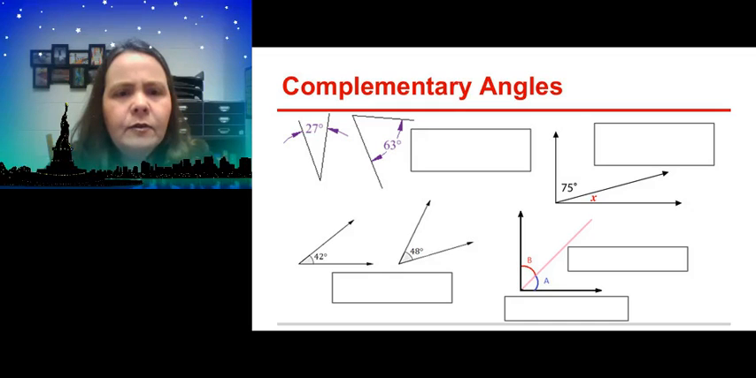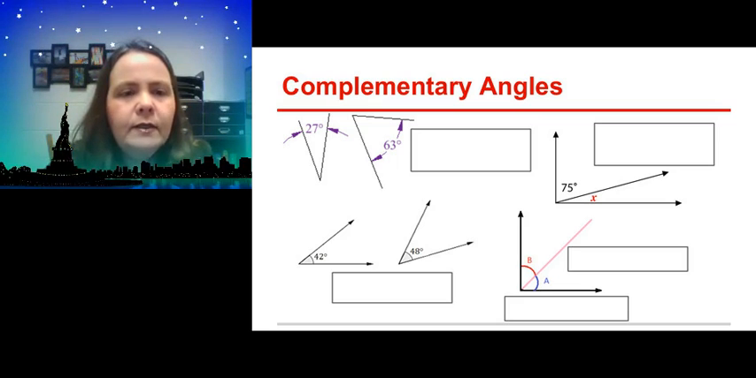The first kind of angles we're going to talk about are complementary angles. If we look at these here, we're going to look at the measures of those angles and see what we can discover about complementary angles. You may have studied complementary angles before, so this may be a little bit of a review for you, but it's just to get our brain going again.